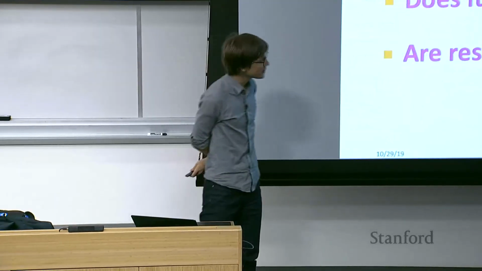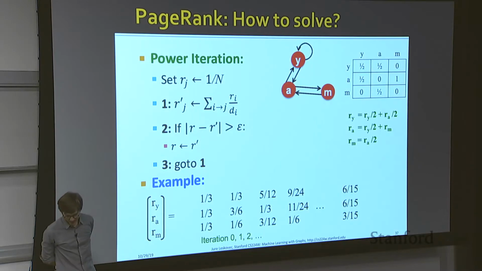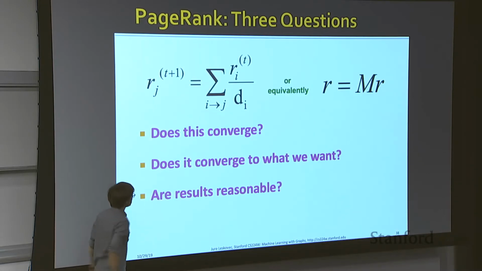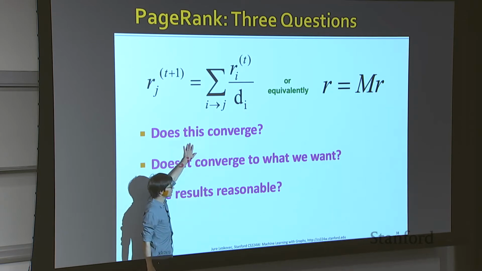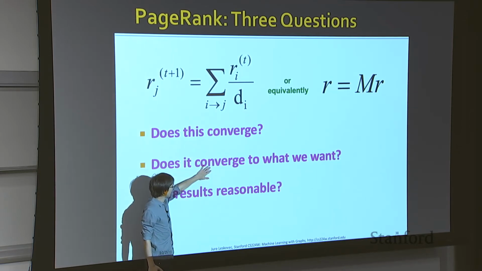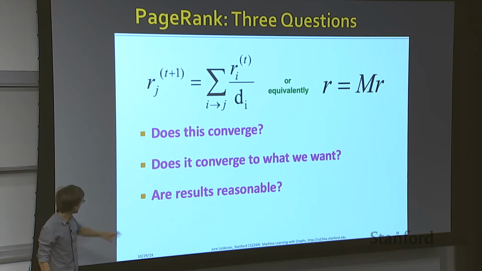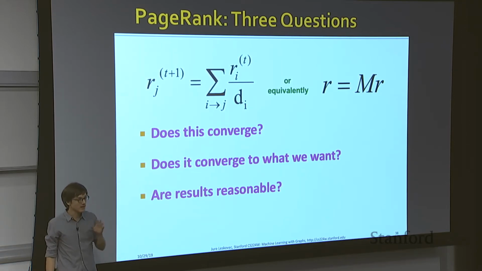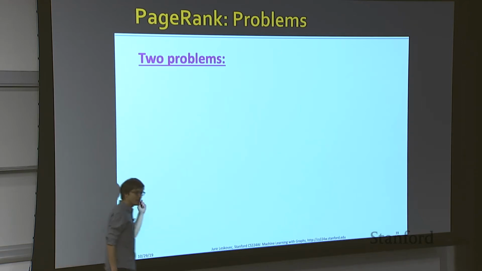So now the question is, I showed you an example where everything works perfectly. For general matrices M or for general graphs, does this converge? Does it converge to where we want? And are the results reasonable? So let me now tell you about some corner cases, how this basic idea needs to be fixed. There are two problems why this won't converge. And that goes to your question.